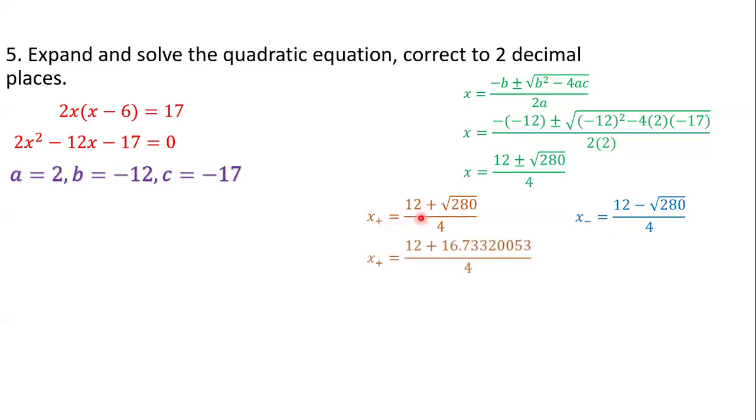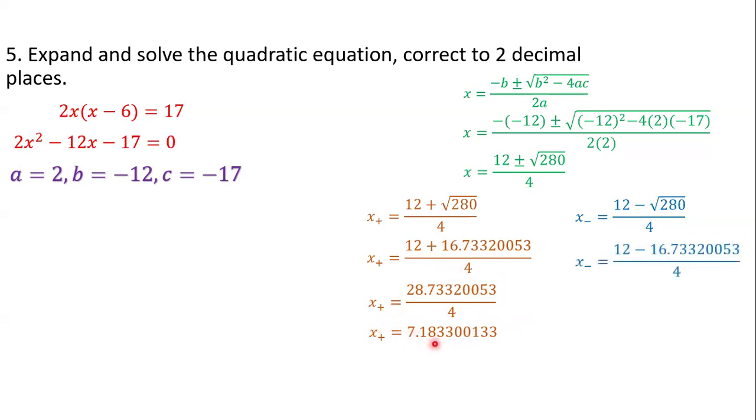We take the square root of 280, and that's 16.733200053. So we have 12 plus this decimal, all over 4. Next, we add 12 plus this decimal, and we get 28.733200053 all over 4. When we divide these two numbers, we get that x positive is equal to 7.183300133. So that's what x positive is.